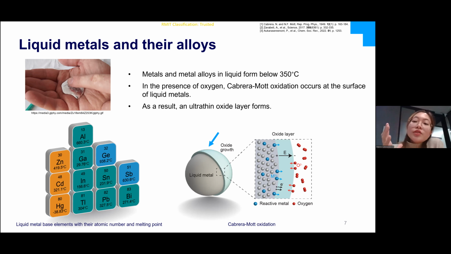So according to this model, it means that, for example, if I take gallium, melt it, and expose it to the oxygen environment, I would expect to see gallium oxide at the surface. And this would apply to, for example, indium and bismuth, where I can get indium oxide and bismuth oxide at the surface, respectively.